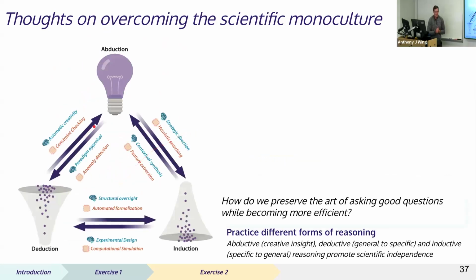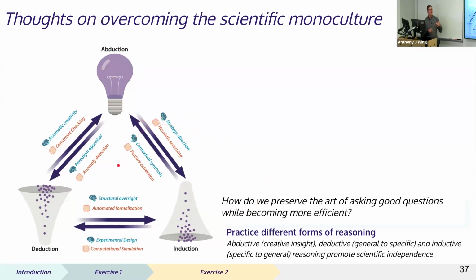And then lastly, right, how do we preserve the art of asking those good questions, right? It's such a big challenge when you have such a powerful tool at your fingertips. And I think one of the best ways to do that is to kind of think about these different forms of reasoning that you can use alongside AI, but not replace with AI. And those are abductive, deductive, and inductive. So abductive, kind of thinking about creative insights overall.